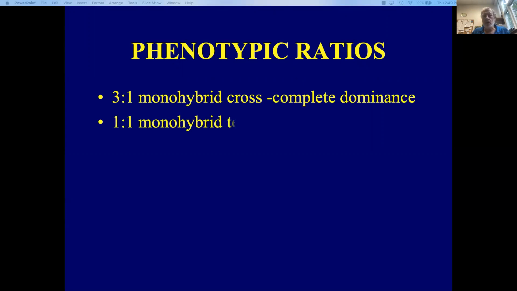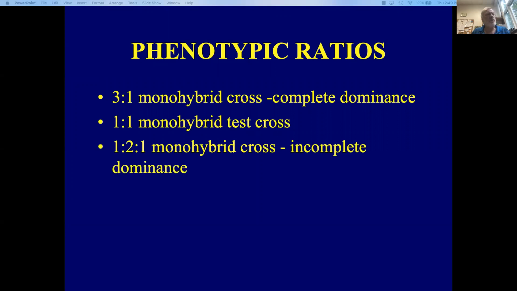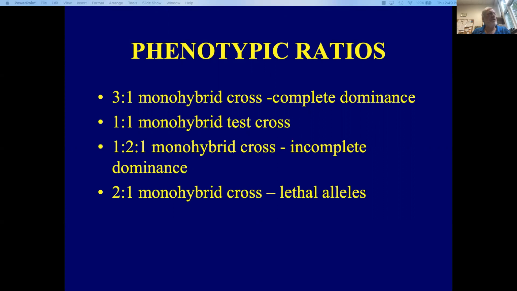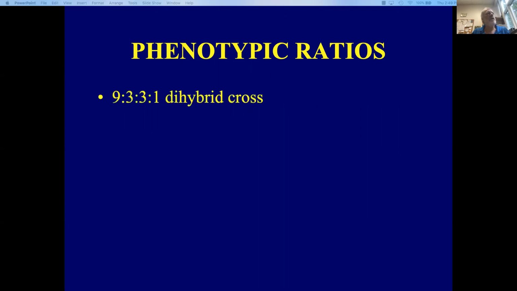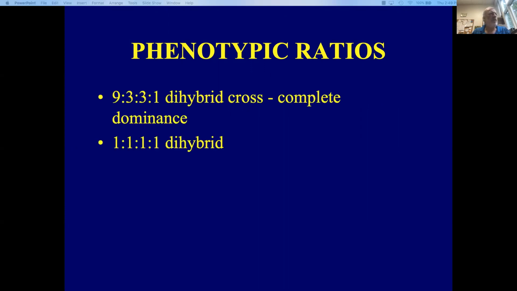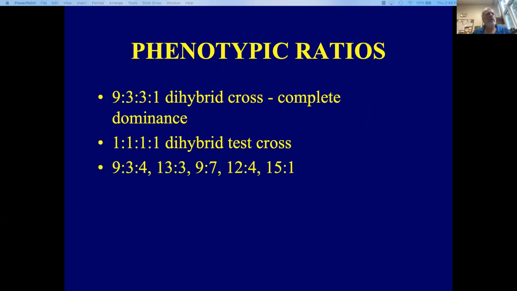3-to-1 monohybrid cross, complete dominance; 1-to-1 monohybrid test cross; 1-2-to-1 monohybrid cross, incomplete dominance; 2-to-1 lethal alleles; dihybrid cross 9-3-3-1; dihybrid test cross; and then the crosses from epistasis.